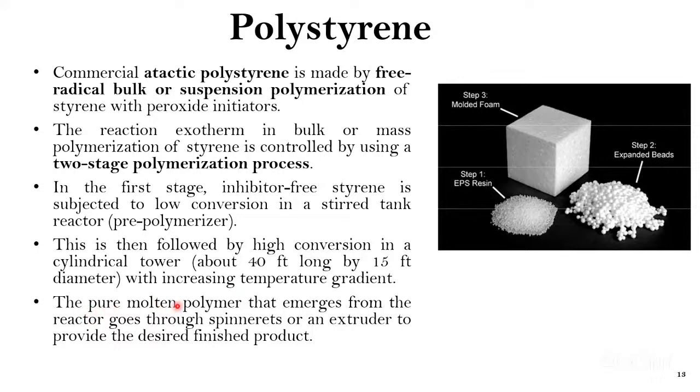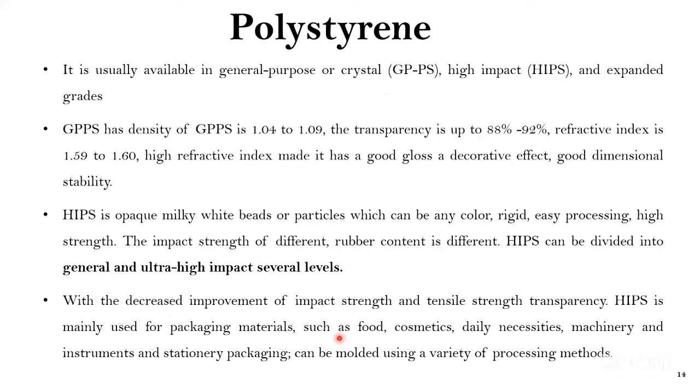Yeah. So the pure molten polymer that emerges from the reactor goes to the spinner or an extruder to provide the desired finished product. And polystyrene can be molded. Ma'am, step three, will that always be the final product, or will it be beads also? Beads also, that depends upon what kind of mold you have applied in the extruder.